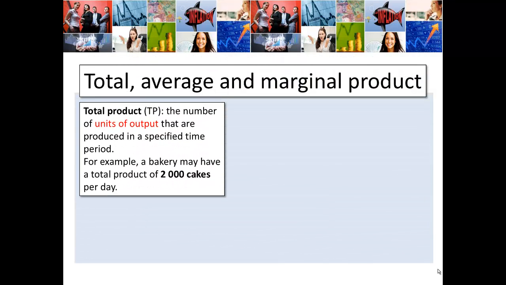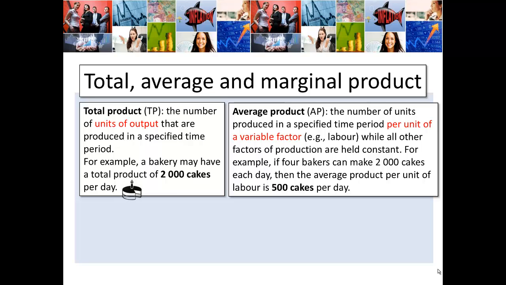Total, average and marginal product. Total product, the number of units of output that are produced in a specified period of time. We're going to use a bakery as an example, and their total product is 2,000 cakes per day. So their units of output, cakes, their total product 2,000 cakes per day.